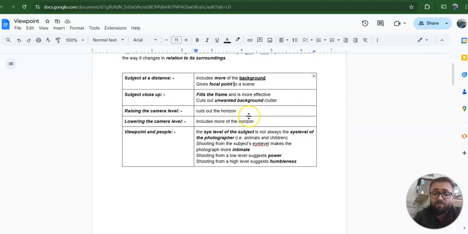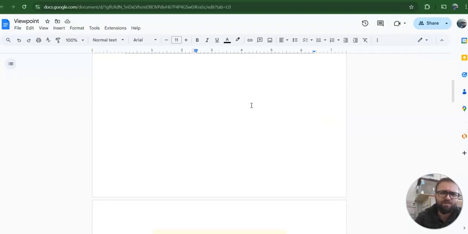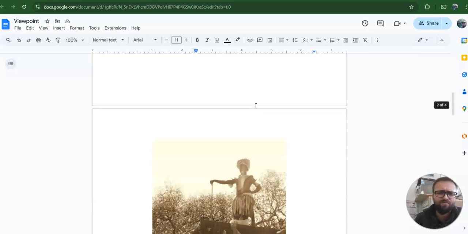Shooting from low level suggests power. Shooting from high level suggests humbleness. We did the practical in the class, but I don't think I spoke about the topics necessarily. And if I did, it's good to just revise it.